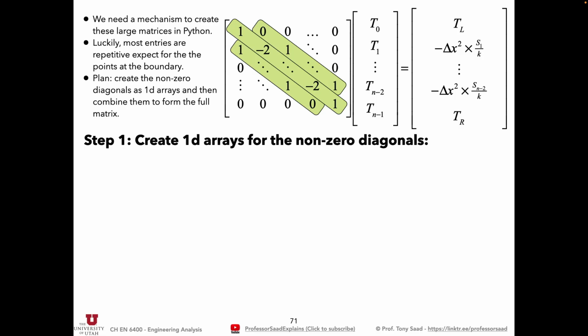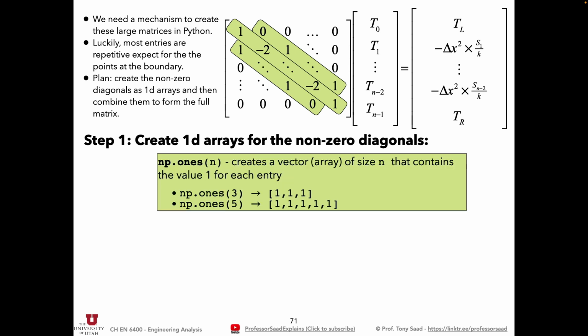So step 1 is to create the 1D arrays. We know how to do this. This is numpy.array. But also, you don't want to go and put 1, 1, 1, 1, 1, or -2, -2, -2 n times. That defeats the purpose, right? So there's a really cool routine in NumPy. It's called numpy.ones. Ones gives you an array of ones, that repeat how many times?